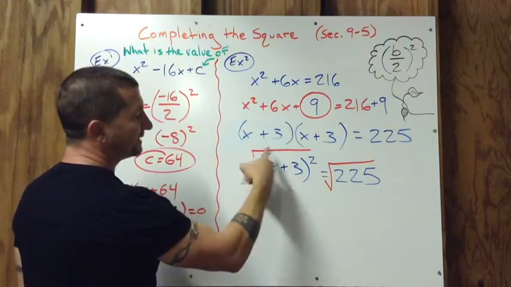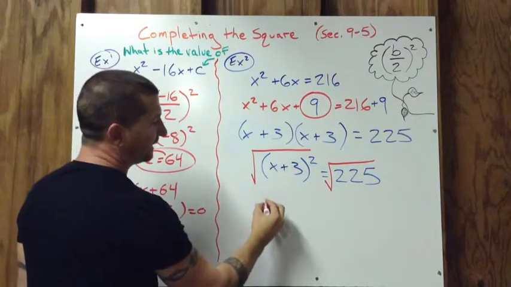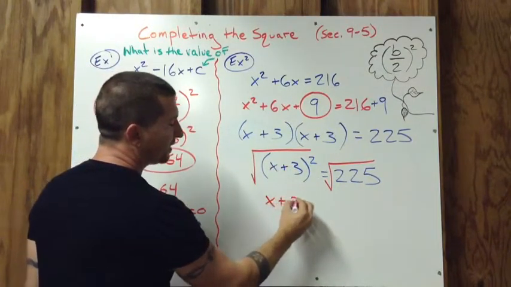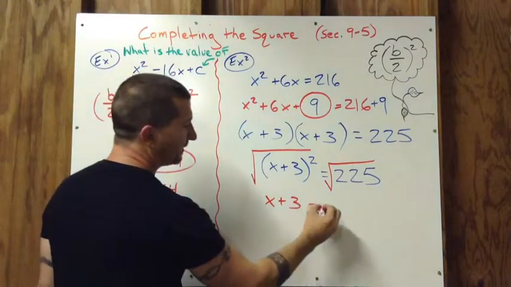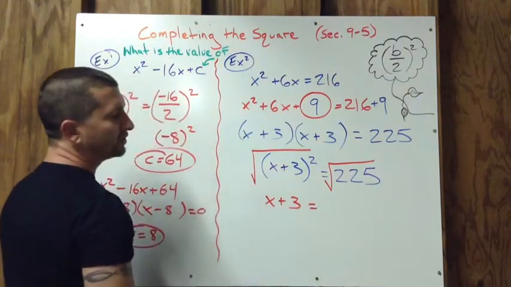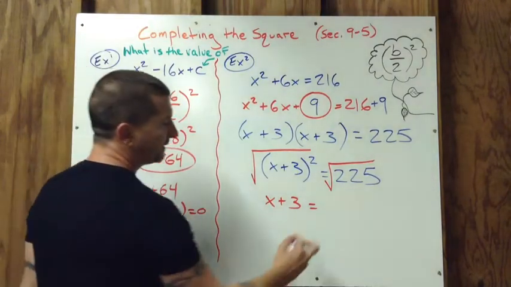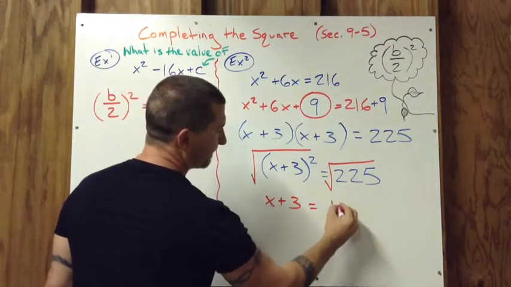Now, all that does is eliminate this 2. And so we're left with x plus 3, that equals the square root of 225, which is 15.